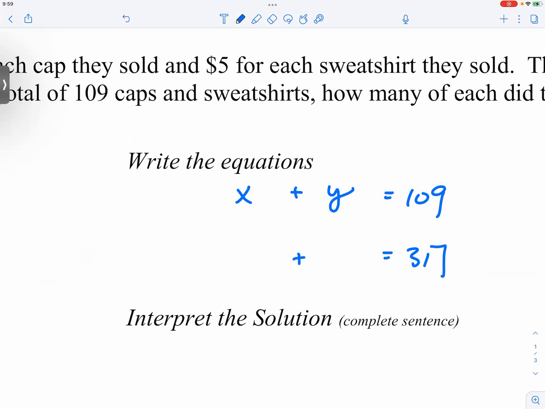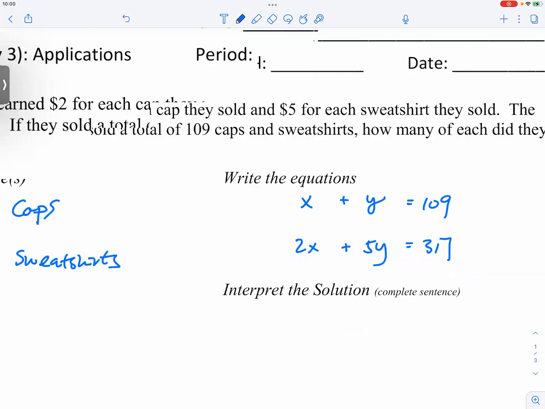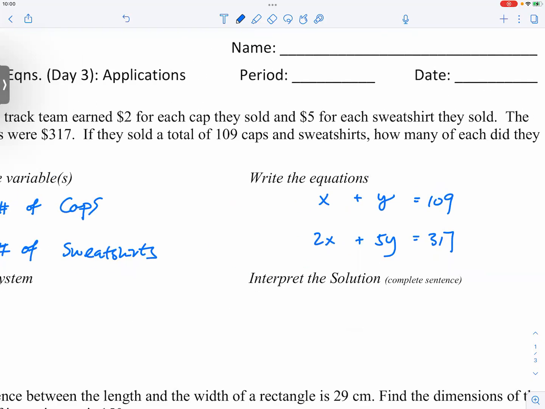And then what is equal to 317? We say 2x plus 5y, because 2x is the profit from selling total caps, and 5y will be the profit from selling all the sweatshirts. So now we have 2 equations, and we can solve them.